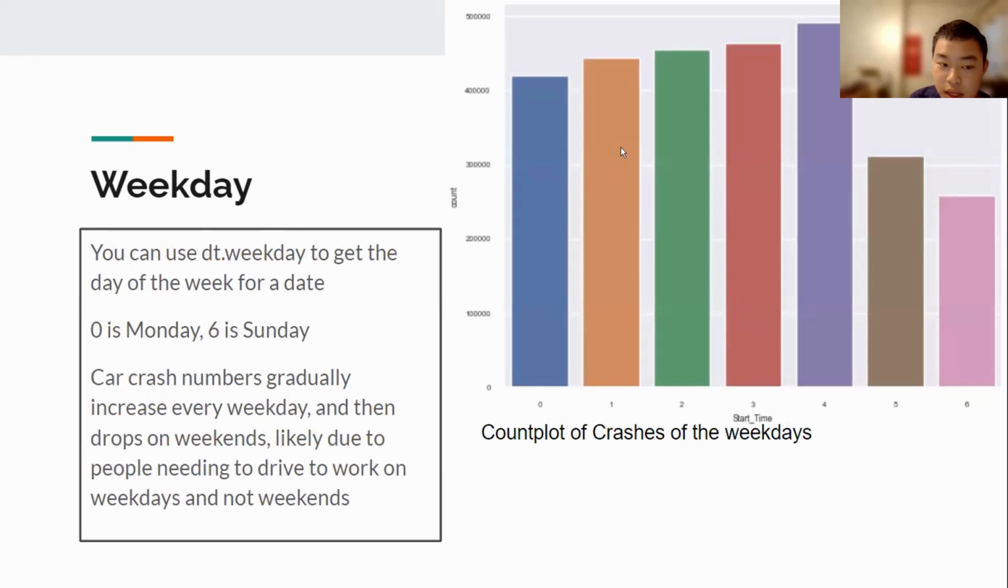So now this is the weekdays, and as you can see here, 0 is Monday and 6 would be Sunday. And as you can see, on the weekdays there are a lot more crashes compared to the weekends. And this makes a lot of sense because there won't be as many people driving around on the weekends compared to the weekdays, because people still have to go to work and stuff like that.